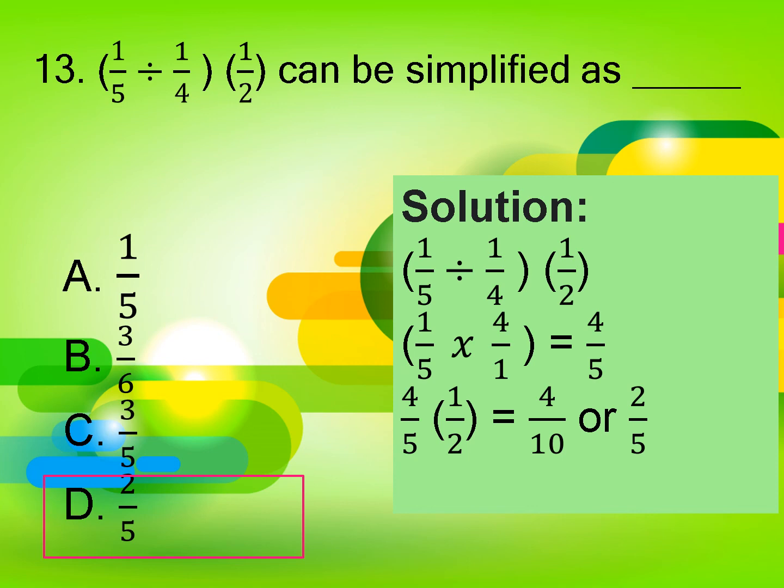And then this parenthesis here means we will multiply. So multiply 1/2 to 4/5. That is 4 times 1 is 4, 5 times 2 is 10. So we'll reduce, divisible by 2. 4 divided by 2 is 2, 10 divided by 2 is 5. So that's why the answer is 2/5.